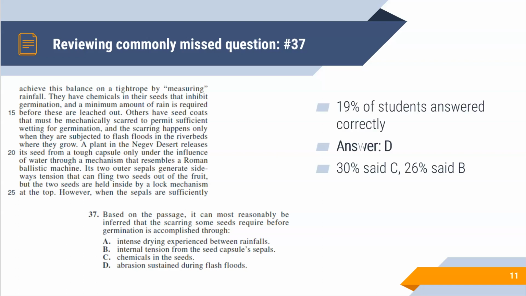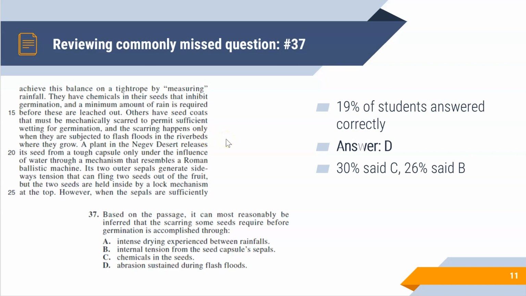All right, and question number 37 here: based on the passage, it can most reasonably be inferred that the scarring some seeds require before germination is accomplished through... The correct answer is D, abrasion sustained during flash floods. And if we go up here to the very middle of the passage, others have seed coats that must be mechanically scarred to permit sufficient wetting for germination, and the scarring happens only when they're subjected to flash floods in the riverbeds where they grow. That's going to support D being the best answer.